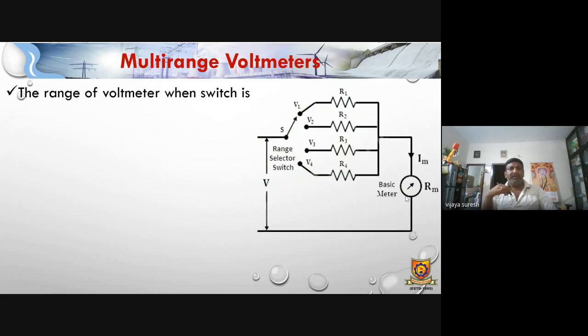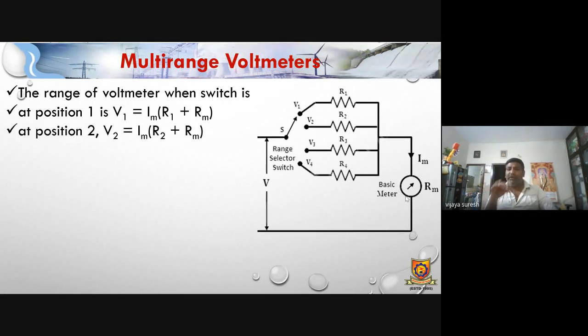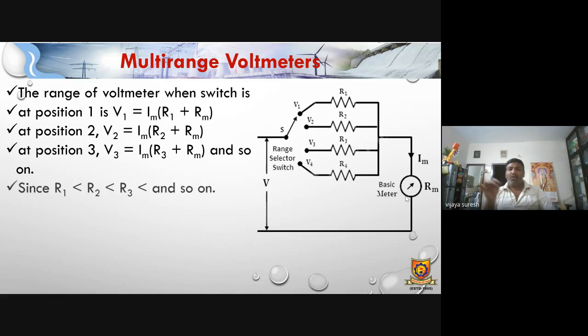Now we will see the ranges. At position 1, V1 equals Im into the total resistance. In the series, only Im will flow, so V1 equals Im into (R1 plus Rm). At position 2, V2 equals Im into (R2 plus Rm). V3 equals Im into (R3 plus Rm), and so on.